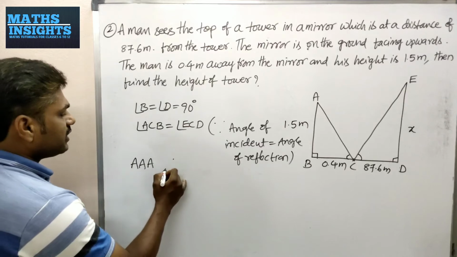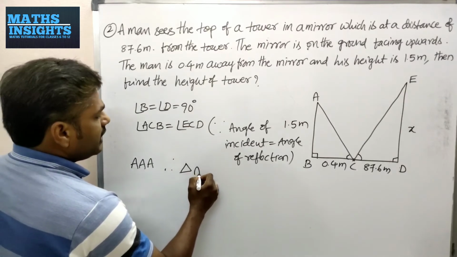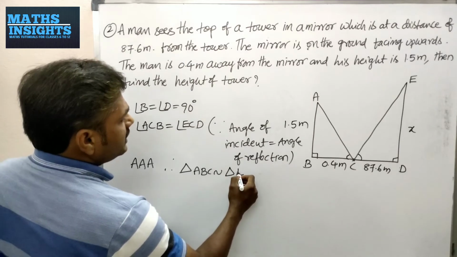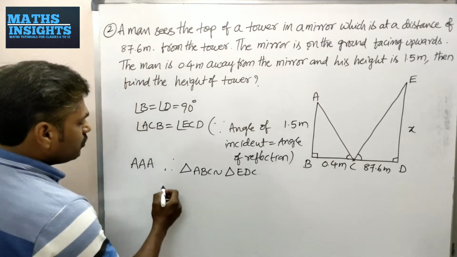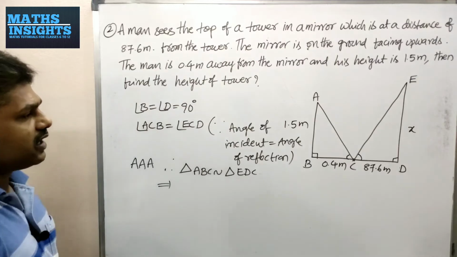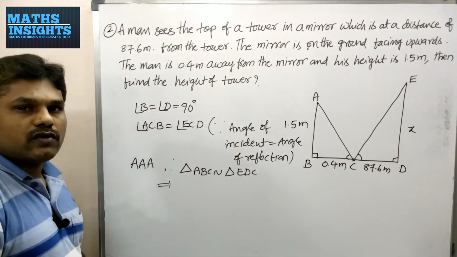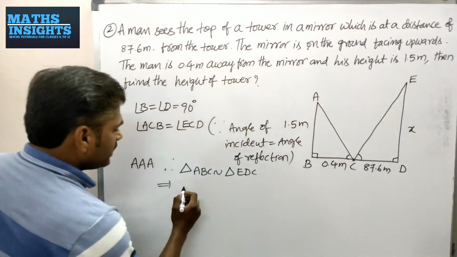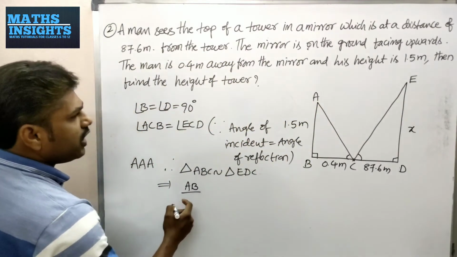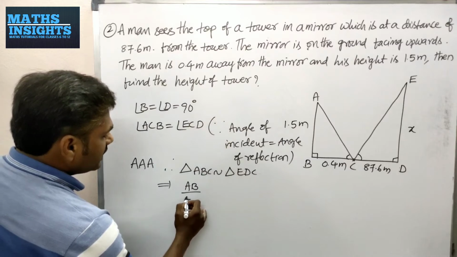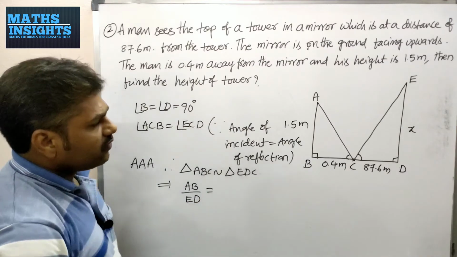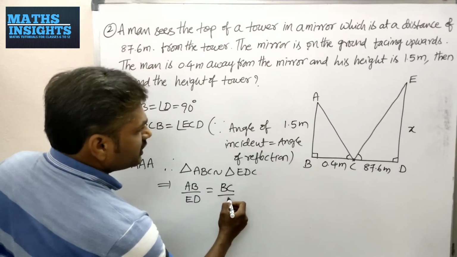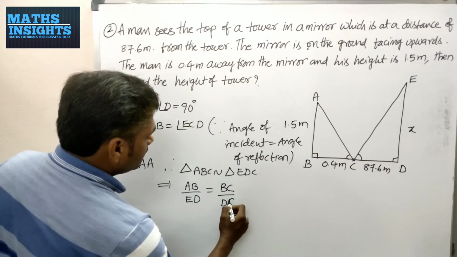Then triangle ABC is similar to triangle EDC. Now, by using the concept of similarity, we will take the ratio of corresponding sides. For the side AB, you have the corresponding side ED. Similarly, for this side BC, you have the corresponding side DC.